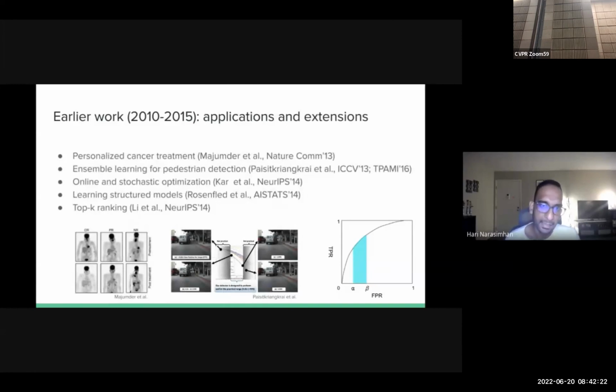ML modeling for cancer therapy, and also in computer vision for tasks like pedestrian crossing detection. Apologies. There has also been work on the algorithmic front on scaling up some of these prior methods using stochastic and online optimization, and also in extending these methods to more complex structure prediction settings.